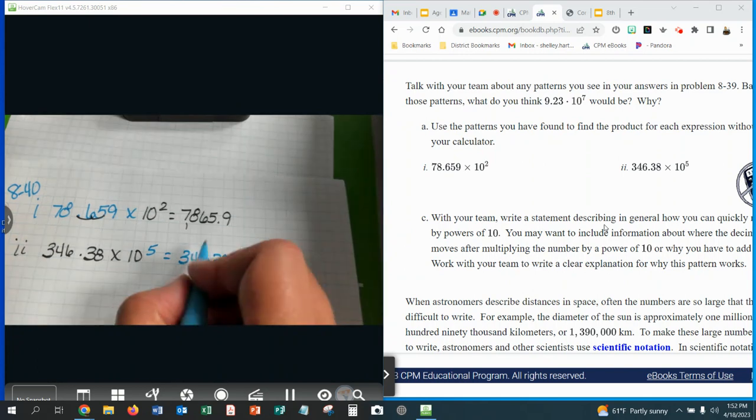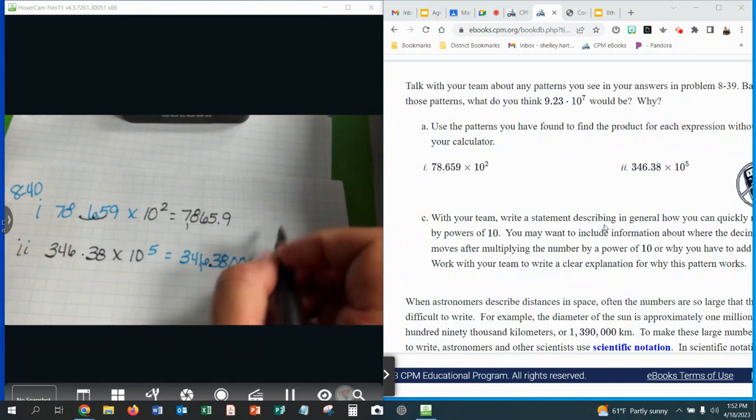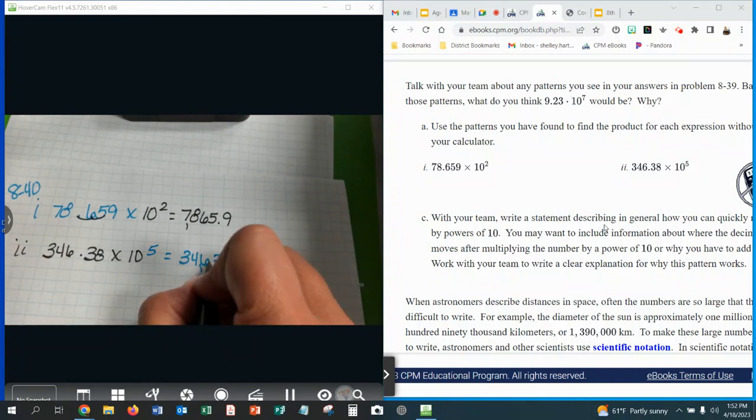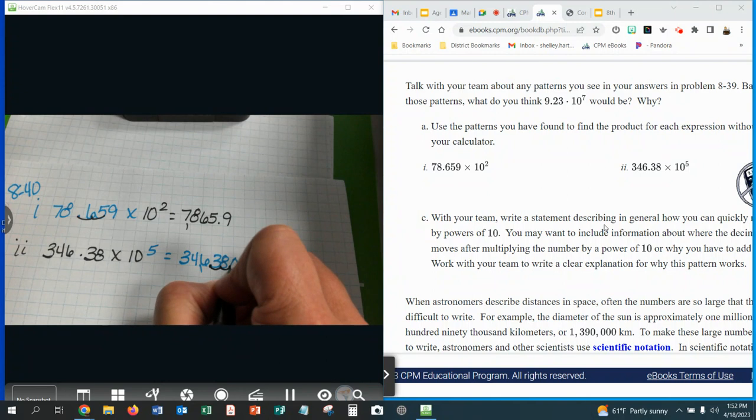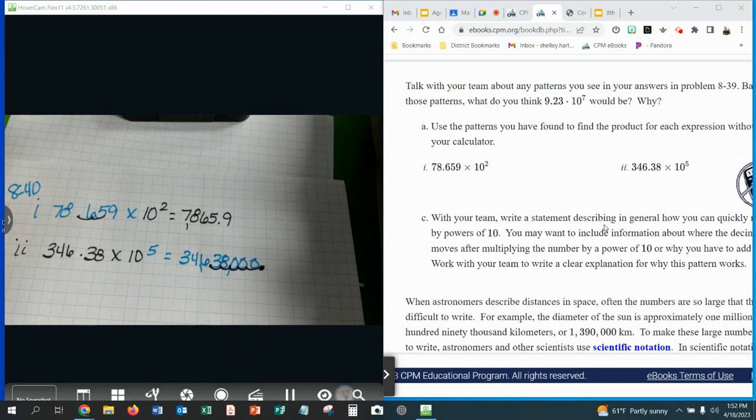The decimal point was here, and I needed to move it 5 spaces, so I went 1, 2, 3, 4, 5, and then the decimal point lands out here. I added the zeros as placeholders. How do we feel about that? Great. Okay.